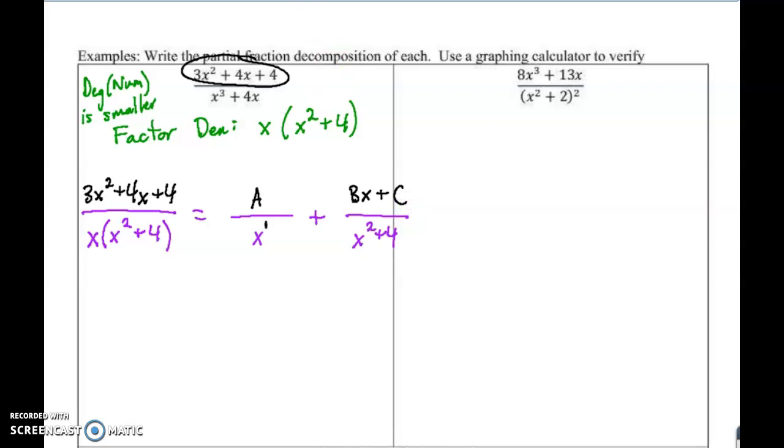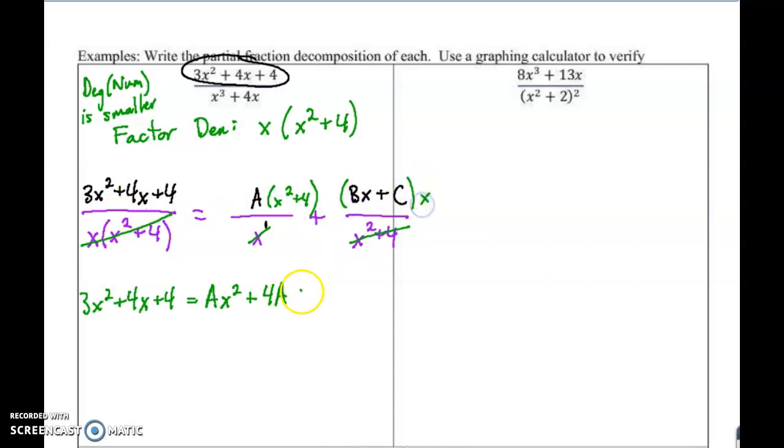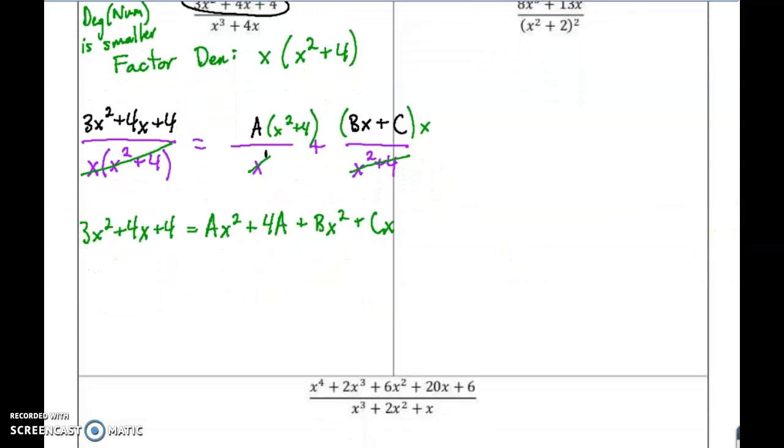So now what I'm going to do is multiply everything by this denominator. So this is going to cancel out, and on the left side I just have 3x squared plus 4x plus 4. Now this x will cancel out with the x, but you still have x squared plus 4. And if it helps, go ahead and FOIL that. Ax squared plus 4a. Now in this fraction, the x squared plus 4 will cancel, but you need to multiply by that x. So we have bx squared plus cx. I distributed that in.